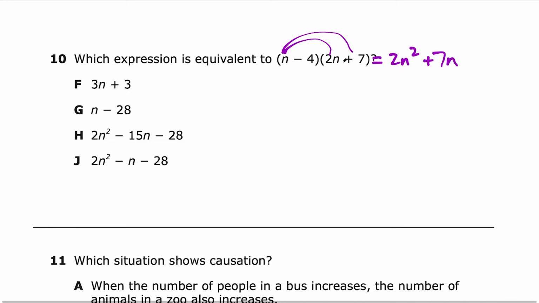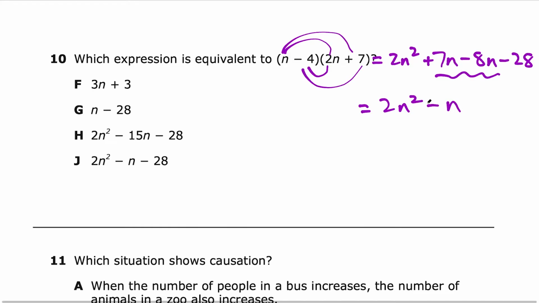And then we have to distribute the -4, so we're going to do -4 times 2n, which is going to give us -8, and the n just tags along. And then we have -4 times 7, which is going to give us -28. And now once we get to this step here, we want to combine these two like terms. So this is going to be 2n squared, and then I'm just thinking 7 minus 8 is -1. So I'd have -1 times n, or I could just say minus n, and then the -28 just tags along. And now we scan the answer choices, and this is going to match choice J.